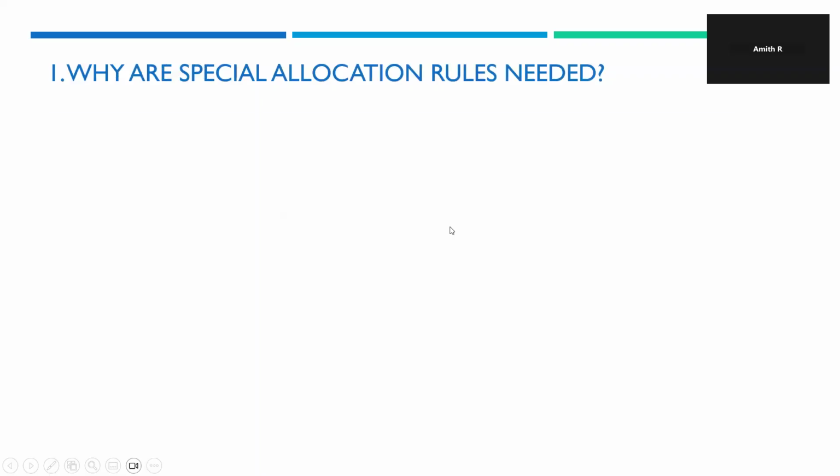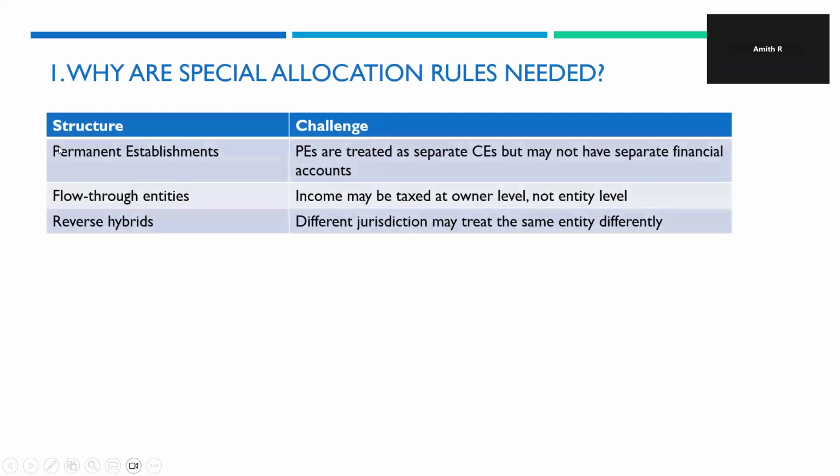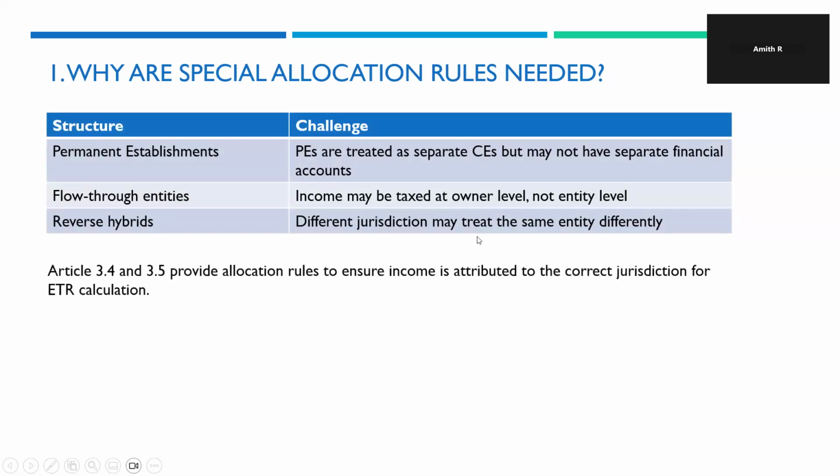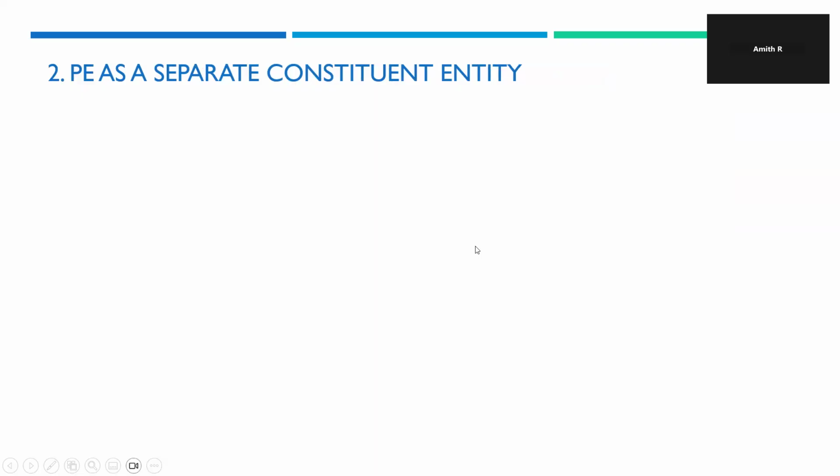So why are special allocation rules needed? Permanent establishments, meaning PEs, are treated as separate constituent entities for Pillar 2 purposes, but they may not have separate financial accounts. Flow-through entities have the same problem. We'll learn about flow-through entities and reverse hybrids later; let's first concentrate on PEs. So 3.4 and 3.5 provide allocation. In case there is a PE as a constituent entity, how do we allocate? That's what we are learning.